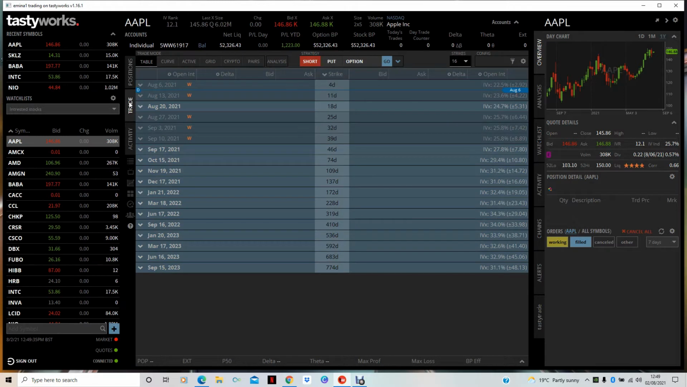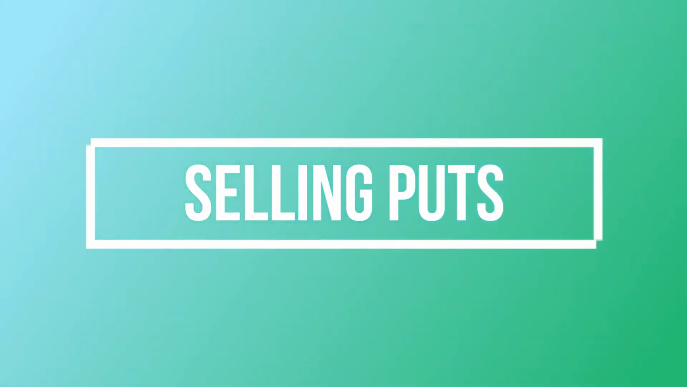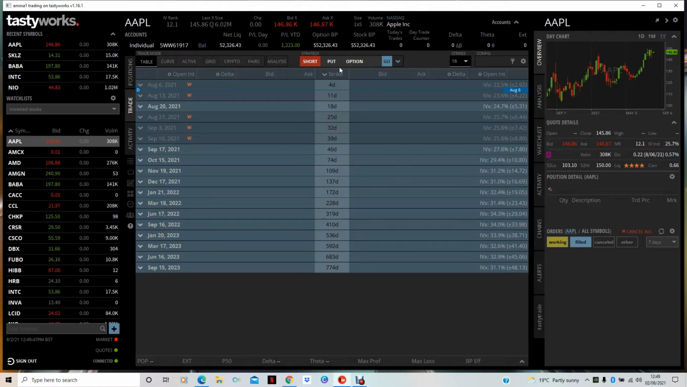So I'm going to give you the basics of what option trading is. The first basic is called selling puts. Okay, so it basically means I'm selling the right for someone to put stock in my hand. Now let's just use the example of Apple. Ticker symbol Apple, everyone knows what Apple is. Here is the price of Apple, $145.86. So that's the price of Apple.